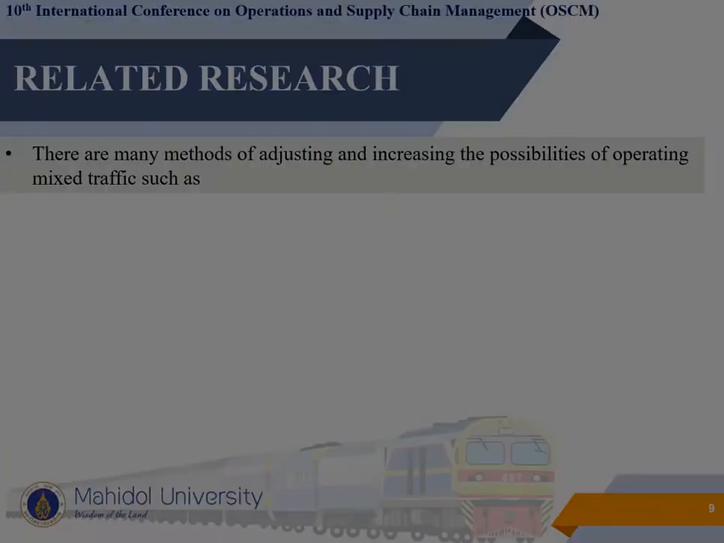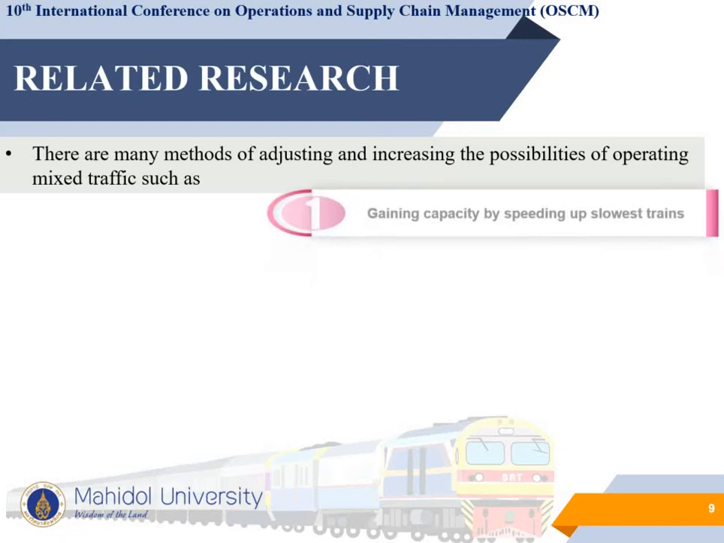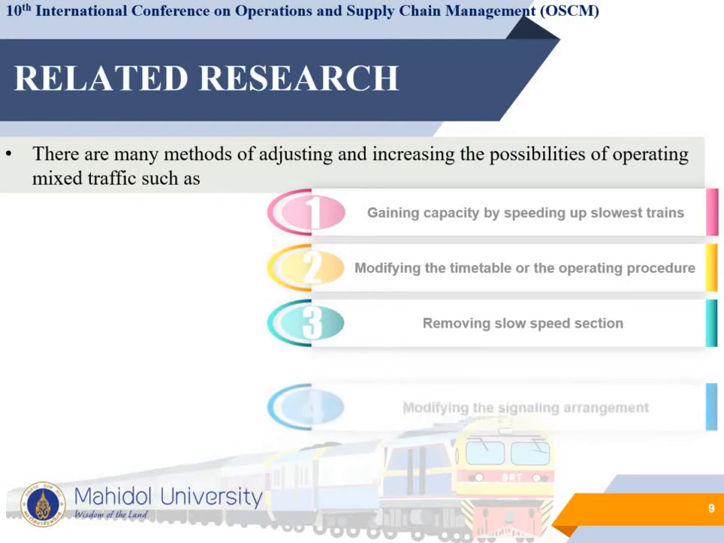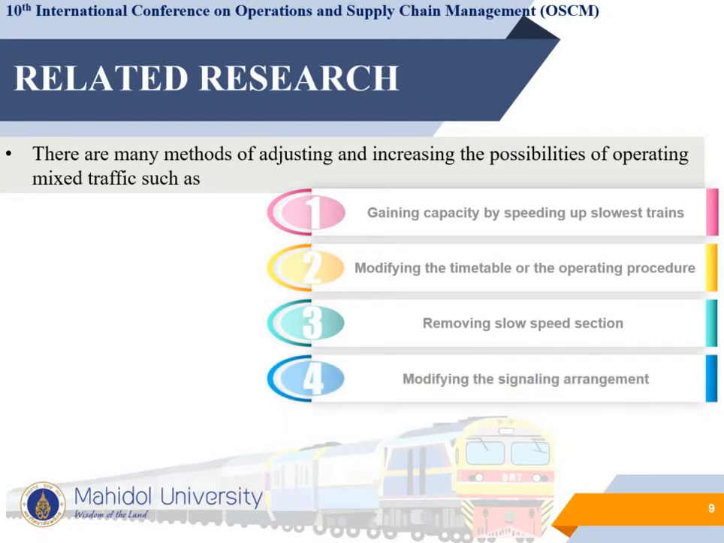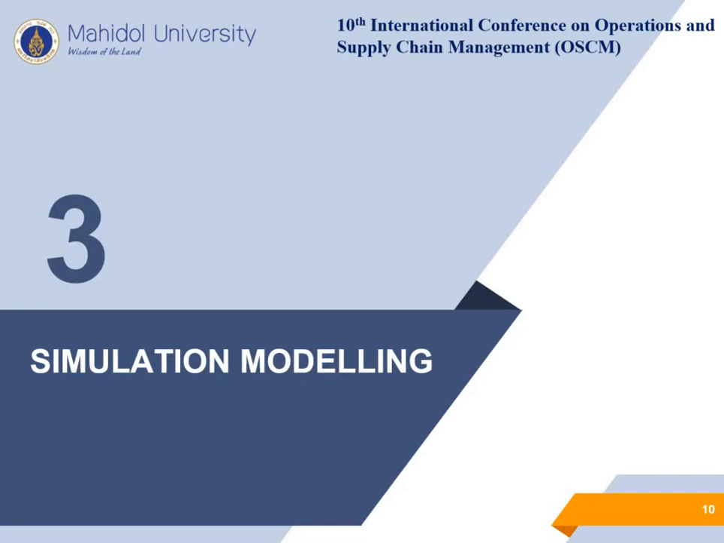Related research. There are many methods of adjusting and increasing the possibility of operating with mixed traffic, such as creating capacity by speeding up slow trains, modifying the timetable on the operating position, removing slow speed sections, modifying the signaling arrangement, and modifying the track layout. Simulation model.